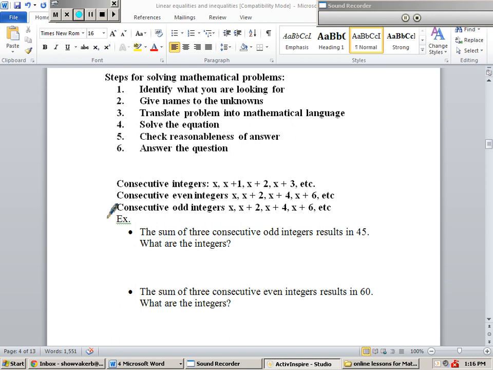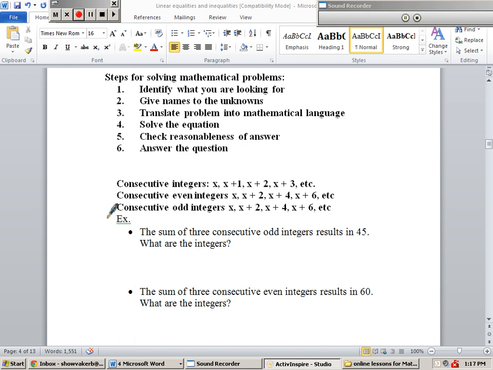These are the formulas for consecutive integers, consecutive even integers, and consecutive odd integers. Consecutive integers are 1, 2, 3, 4, 5, 6, 7, 8, 9, 10. Consecutive even integers are like 2, 4, 6, 8, 10, 12. Consecutive odd integers are 1, 3, 5, 7, 9. Now, consecutive integers, we're going to the very next one. So the first one would be x, and to get to the next one, we'd add 1, so it'd be x plus 1. Then we add 1 more, and x plus 1 is x plus 2. That's how I got the x plus 2 portion.